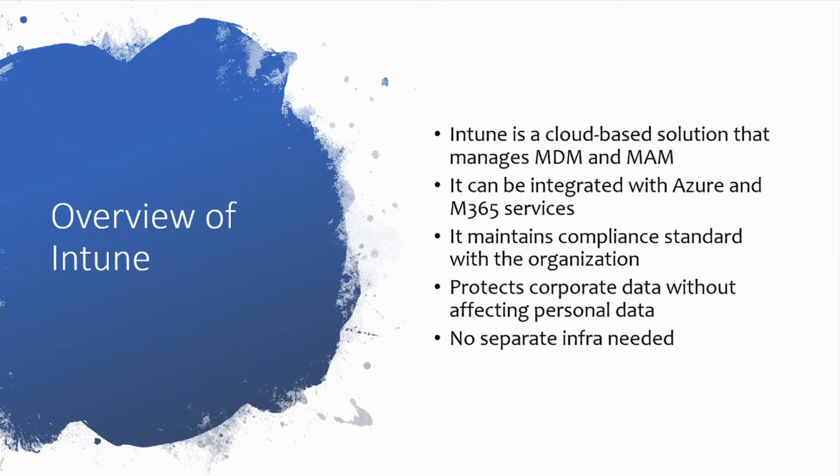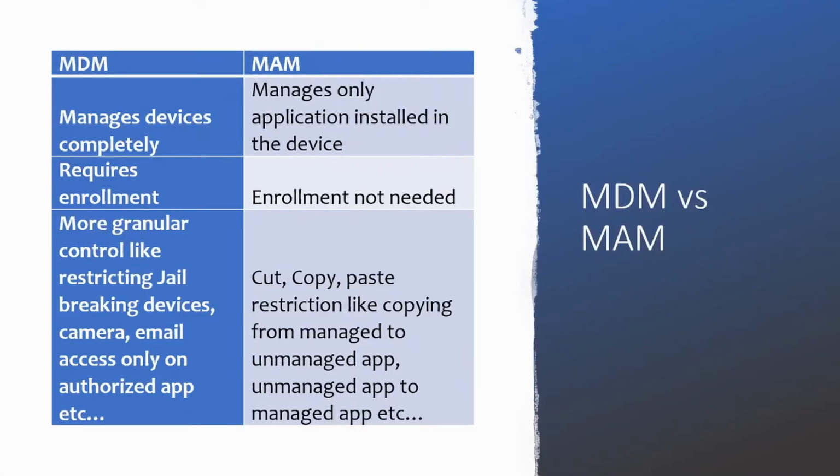So, what is the main advantage of using Intune instead of an on-premises infrastructure? There is no separate infrastructure. The only thing required is a proper license subscription from Azure. That's it. So, what is mobile device management and mobile application management? In very simple terms, any device that is getting enrolled as part of Intune, where you install a company portal for enrolling into Intune, is under mobile device management.